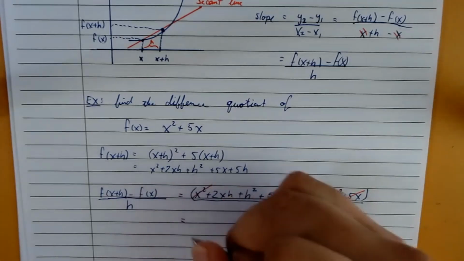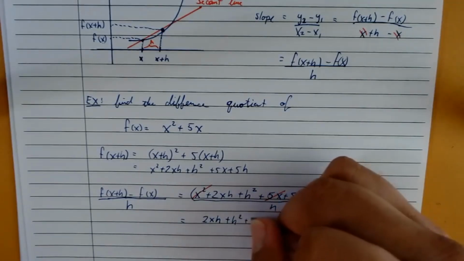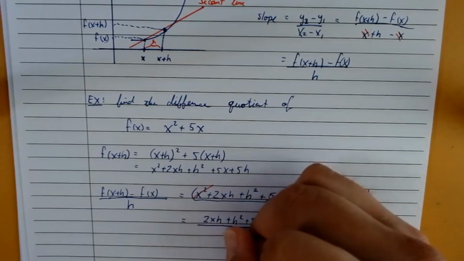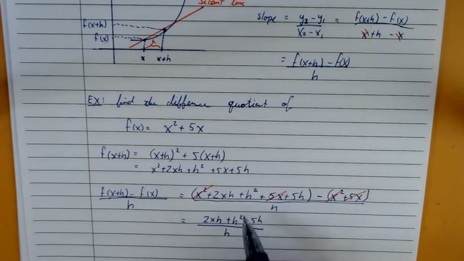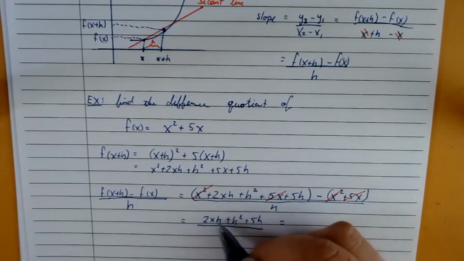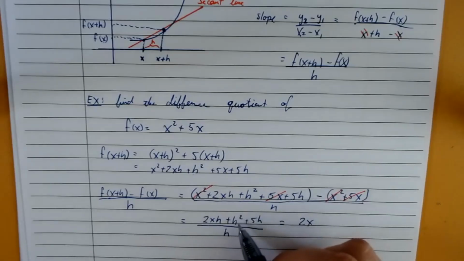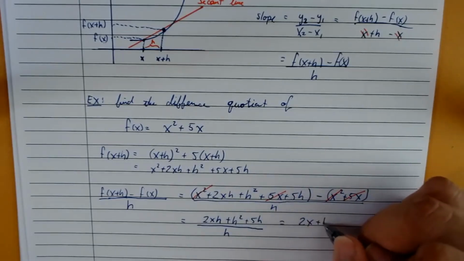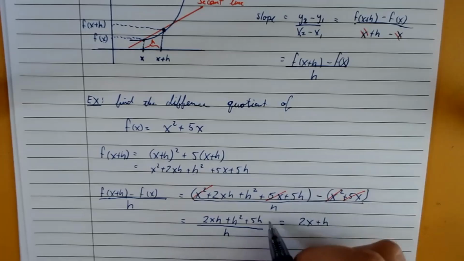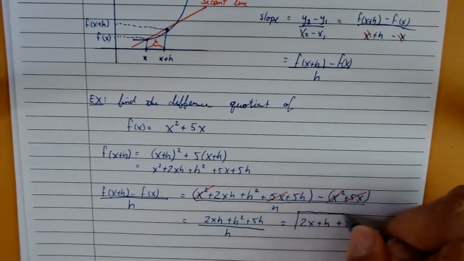So we're left with something a little simpler. 2xh plus h squared plus 5h over h. And notice that each of these can be divided by h. So let's go and do the division. 2xh divided by h. Well, the h is divided away, and you're left with just 2x. h squared divided by h. Well, those two h's multiply together, divide one away, leaves you just 1h. And 5h divided by h, the h's divide away, and you're left with the 5. So this is our difference quotient.